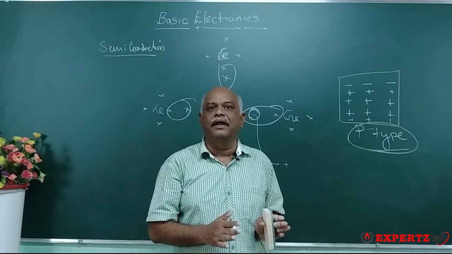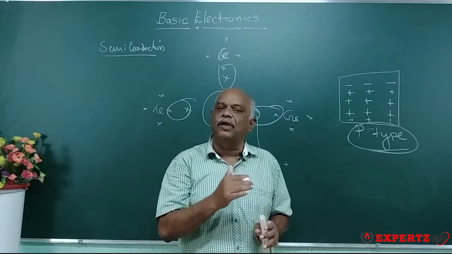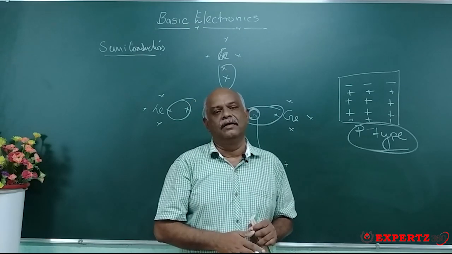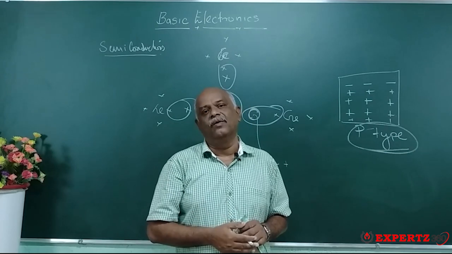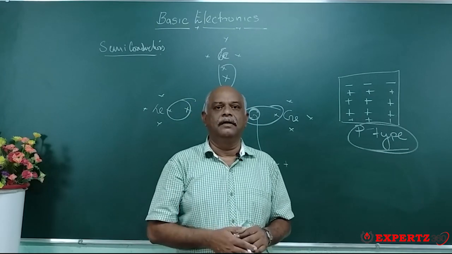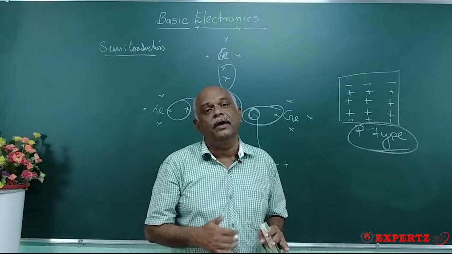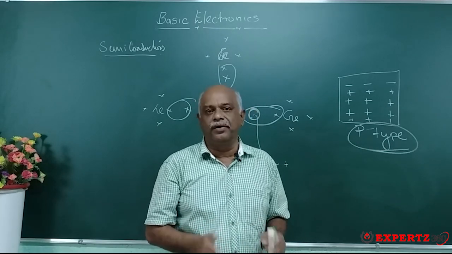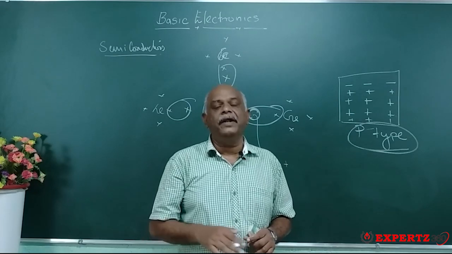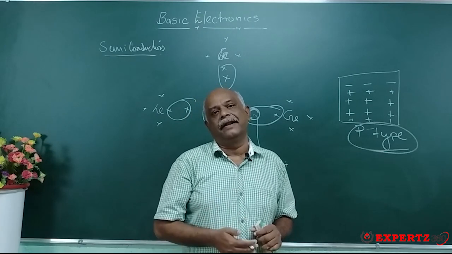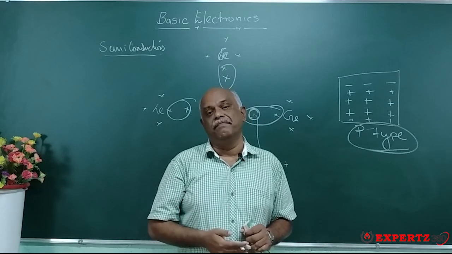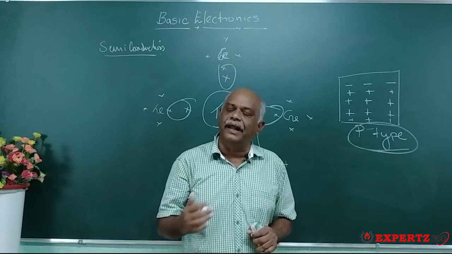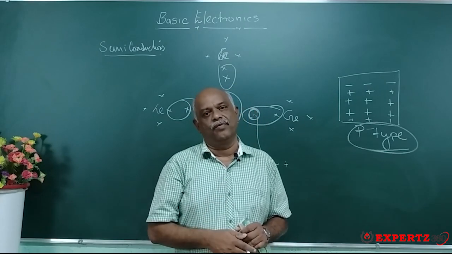In an intrinsic semiconductor, the number of electrons is equal to the number of holes. The current flow is very less. To increase the current flow, what did we do? Doping. The process of adding impurity to a pure semiconductor or to an intrinsic semiconductor is called doping. When I doped with a pentavalent atom, I got an n-type material. In an n-type material, the majority carriers are electrons and minority carriers are holes.